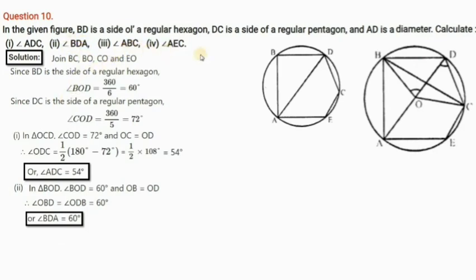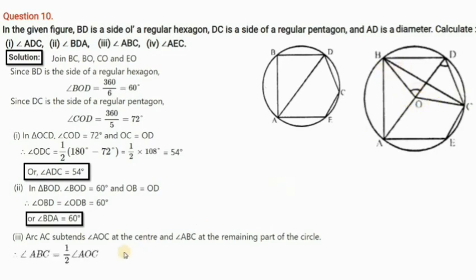Now in order to find ABC, let us see where ABC is. ABC is this one, right? So we have arc AC. Arc AC subtends AOC at the center, and in the remaining part is ABC, which we need to find. So I can say this ABC will be half of AOC, isn't it? That's what is written here. Now this AOC can be written as this full angle AOD minus COD.